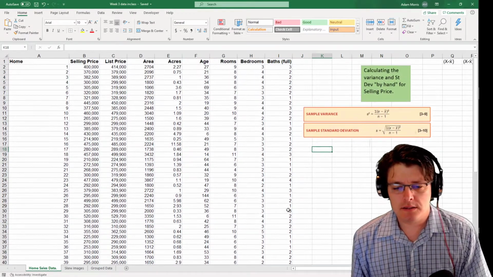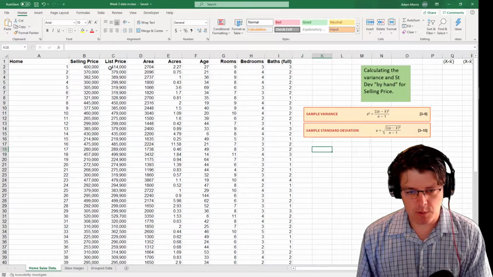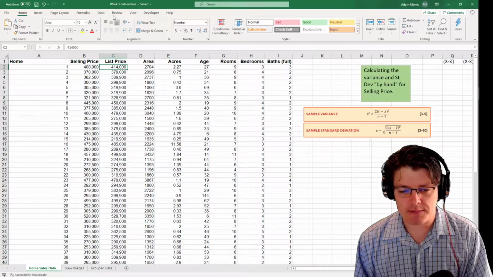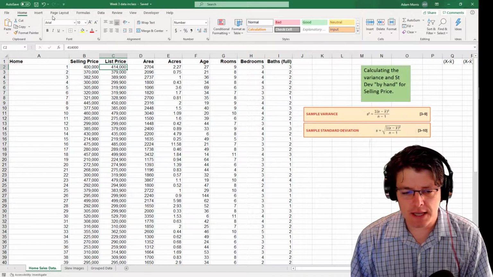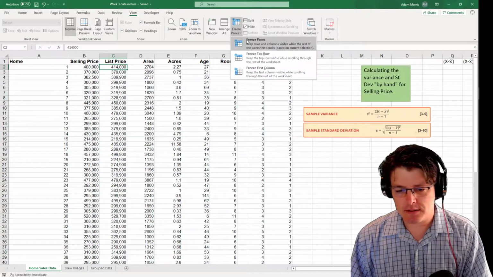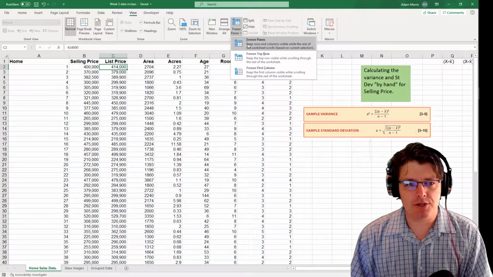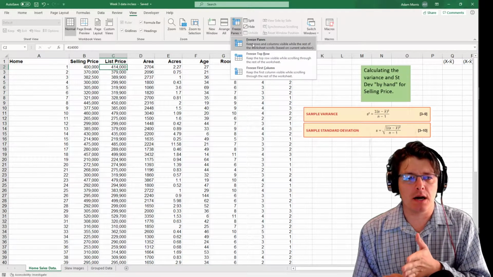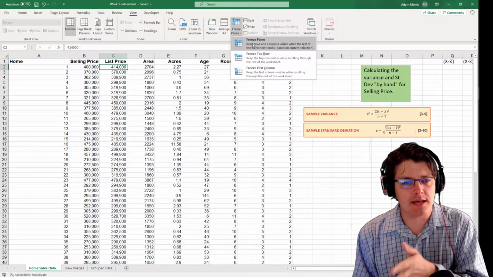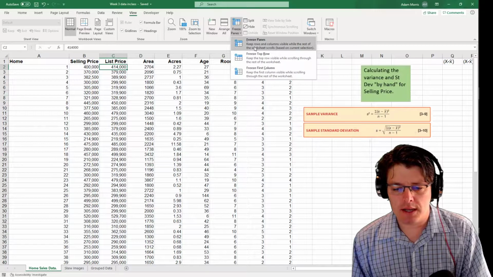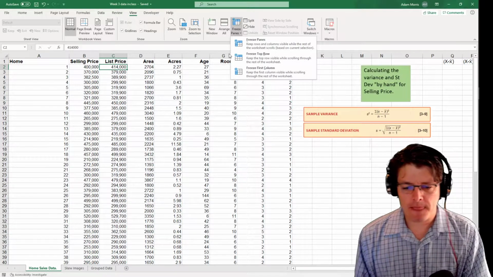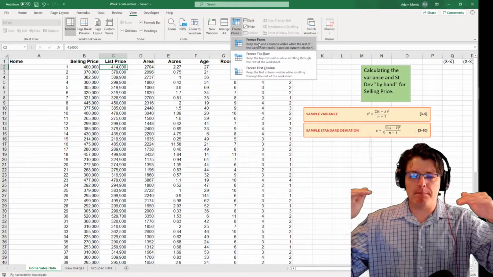So we're going to be jumping around this sheet. When we're doing that in Excel, and I know we've talked about this before, it's always good to remind ourselves: I'm going to freeze the panes here. We're going to be focusing a lot on the selling price, so I want to make sure that I can always see the selling price and the top row.